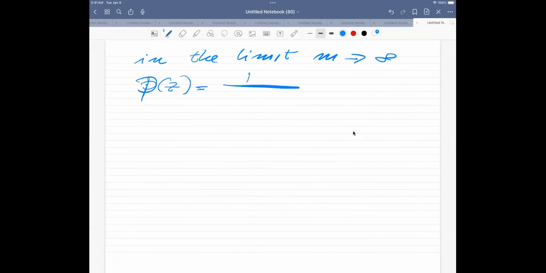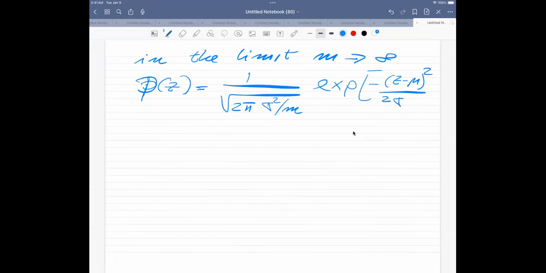But what you will find is that this P of Z, which we defined, is going to be equal to 1 divided by 2 pi sigma squared divided by m, multiplied with the exponential of minus Z minus mu squared divided by 2 sigma squared over m. And this is nothing but a standard Gaussian with a mean value mu and a variance, which is sigma squared divided by m.